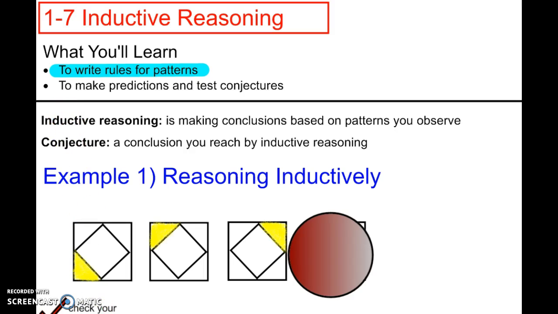Let's start off with inductive reasoning. Inductive reasoning is making conclusions based on patterns you observe. A conjecture is a conclusion you reach by inductive reasoning. So let's try example 1.